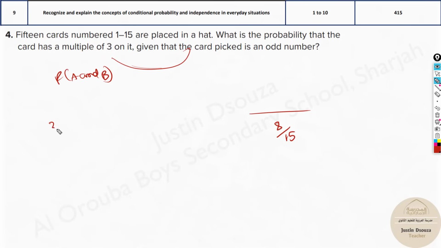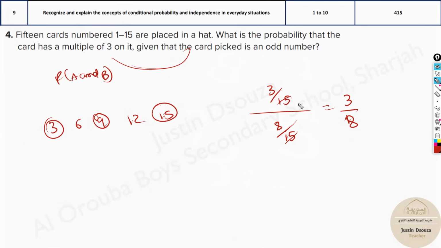Let's write the multiples of 3. 3, 6, 9, 12, and 15, because there's only 15 cards. So this is an odd number. Over here we have another odd number, an odd number. So there are 3 out of 15. So A and B will be 3 out of 15. Now then we solve it up. 3 by 8 is the answer. So that would be the answer for this particular situation.